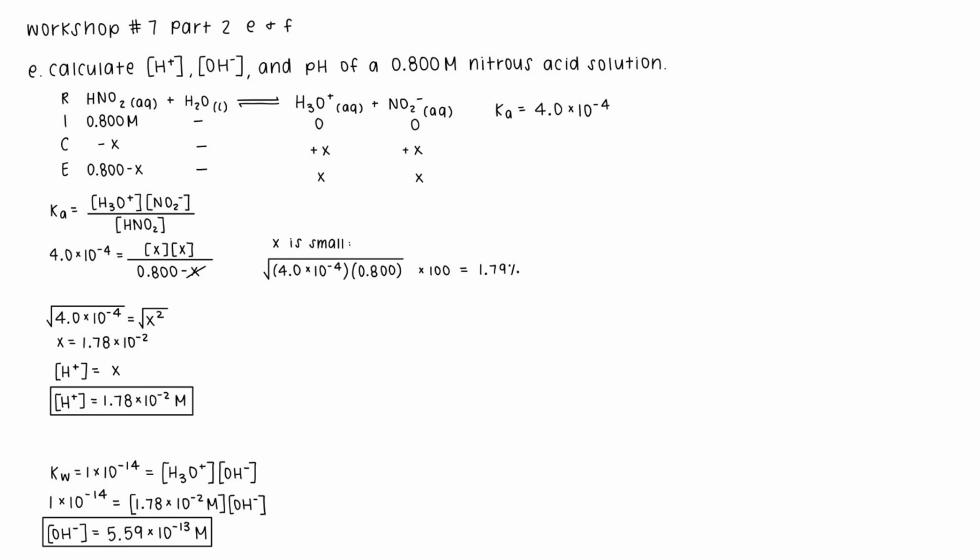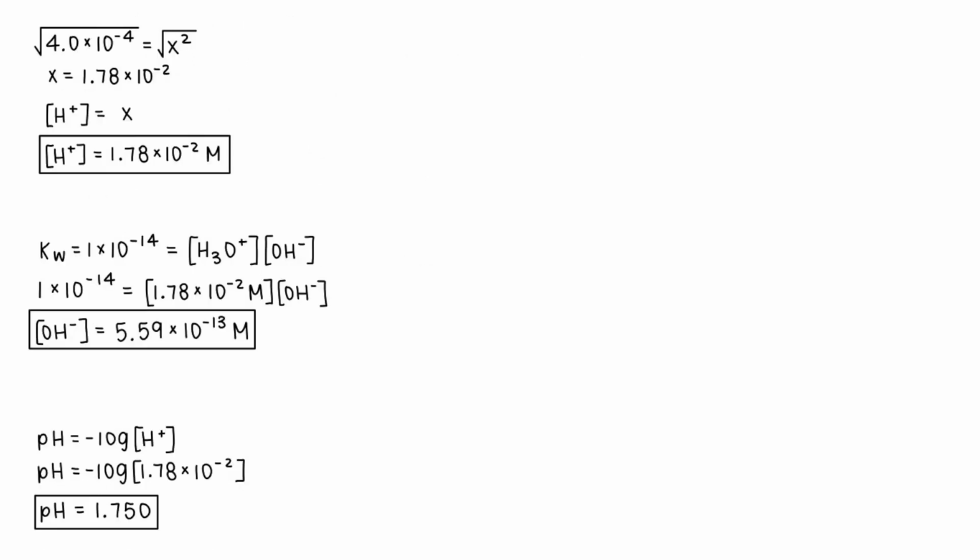Now to solve for pH, we can use the pH equals negative log of the concentration of H plus equation. We plug in 1.78 times 10 to the negative 2 for the concentration of H plus, and we get 1.750 for pH. That is it for Part E, and now Part F asks to find the percent ionization of the solution above.